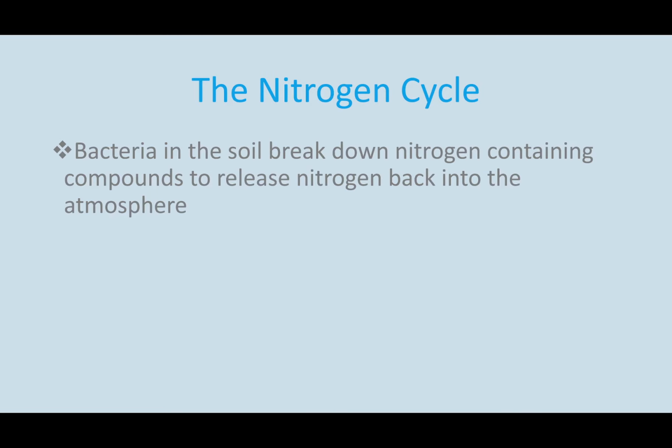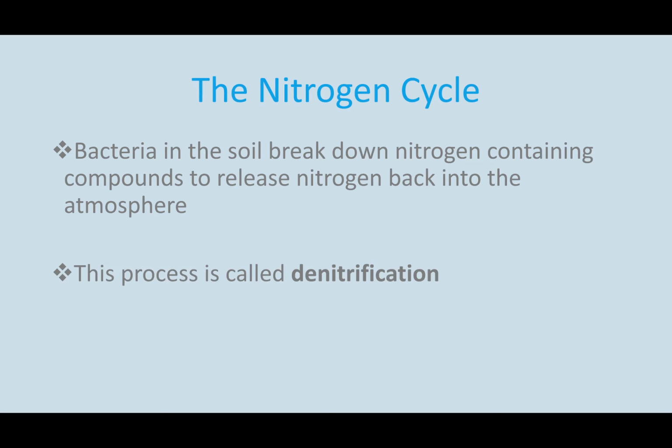So again, we talked about how nitrogen can go from the atmosphere into the soil, into plants and animals, and then back into the soil. There is also bacteria in the soil that can break down the nitrogen that's in there and release it back into the atmosphere. So they can break down those nitrogen containing compounds to release nitrogen back into the atmosphere, and then the cycle starts all over again or just continues. And this process of releasing nitrogen back into the atmosphere is called denitrification.